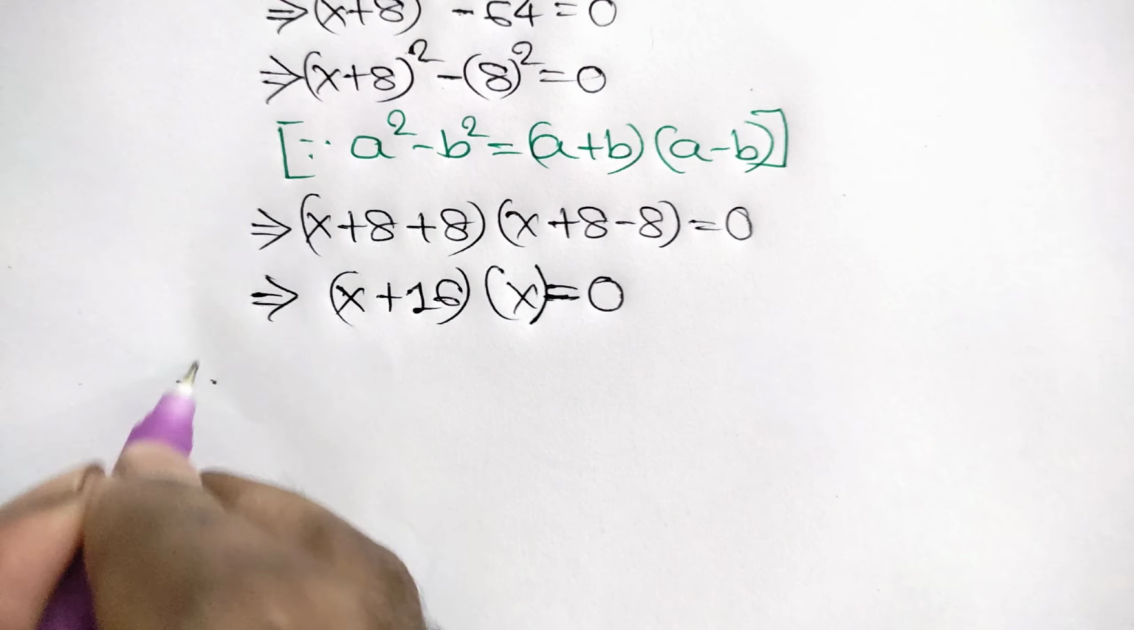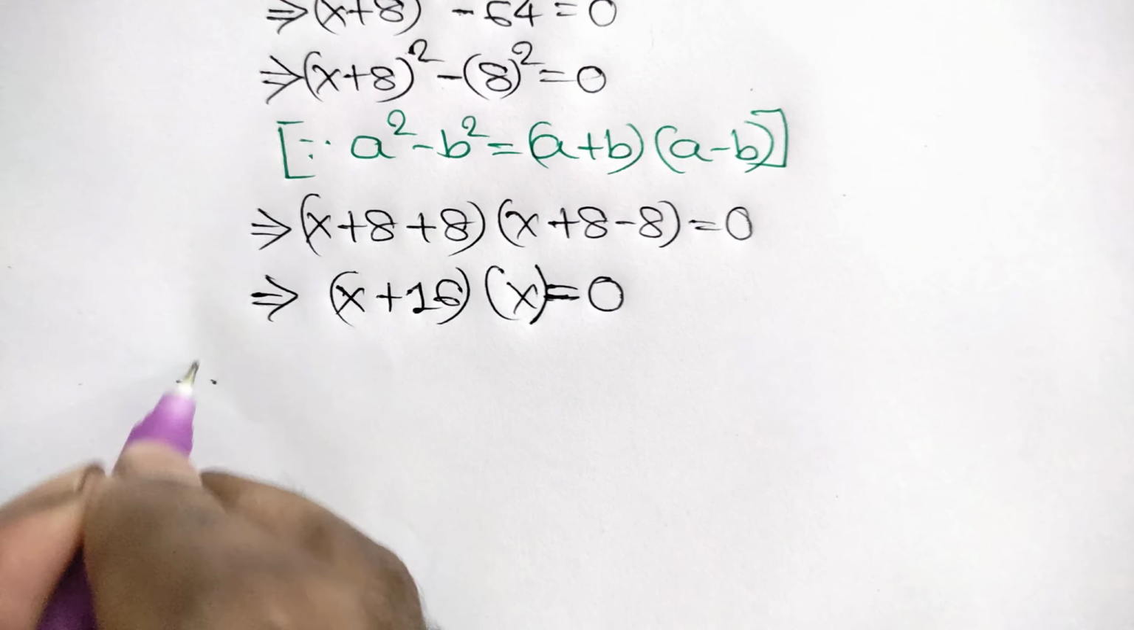Then from here we have two solutions, so we can write x = 0 or x + 16 = 0, so x is equal to −16. So finally we will get two values: x = 0 and x = −16.